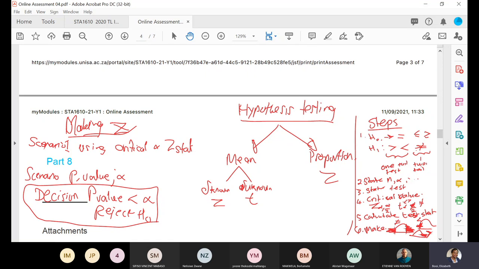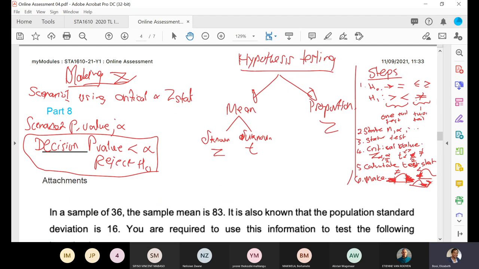With the p-value, the decision says if the p-value is less than your alpha, you reject. How do you find the p-value? It depends on whether you're doing a two-tail test or a one-tail test. If it's a two-tail test, the value you find on the table, you're going to multiply by 2, but only if your Z value is negative. Your p-value will be, let's put it this way.